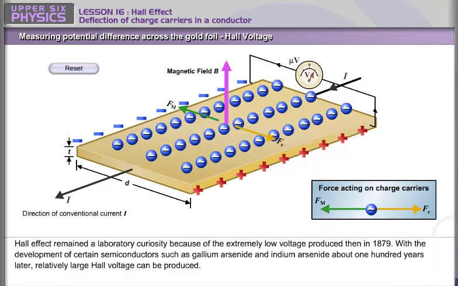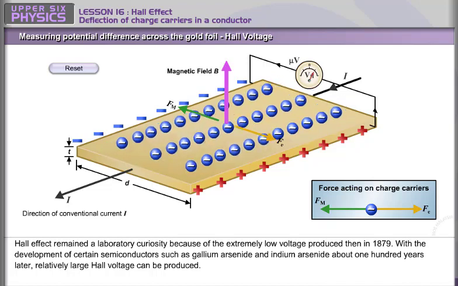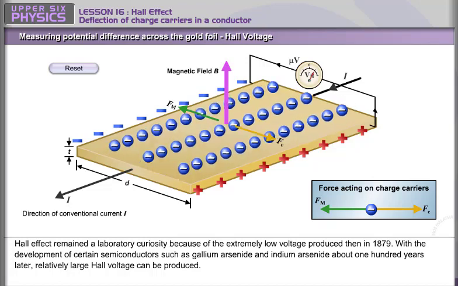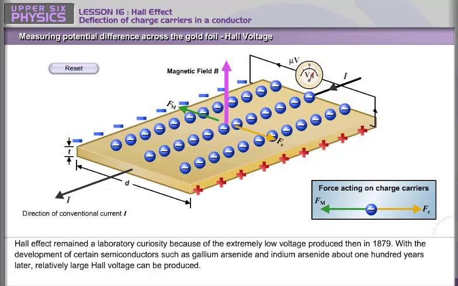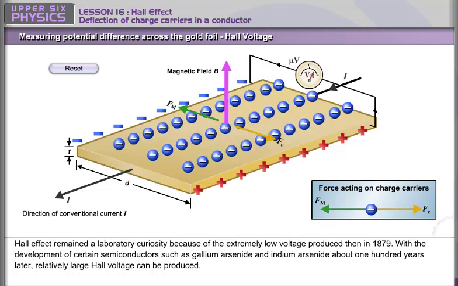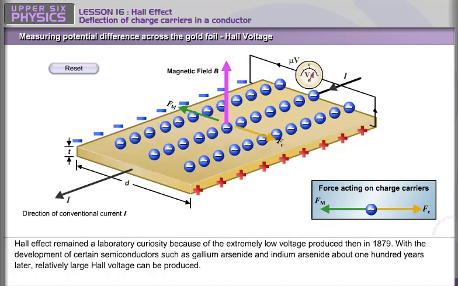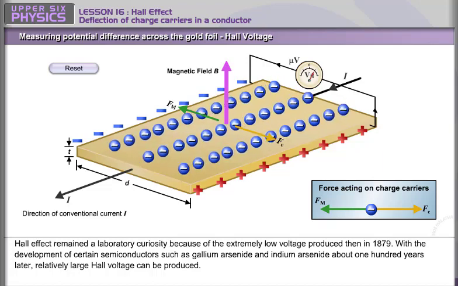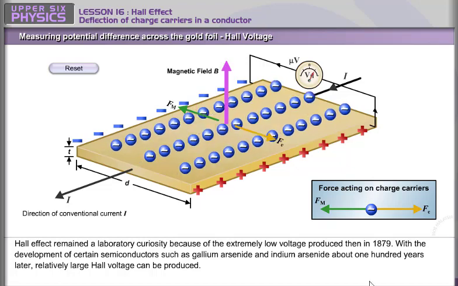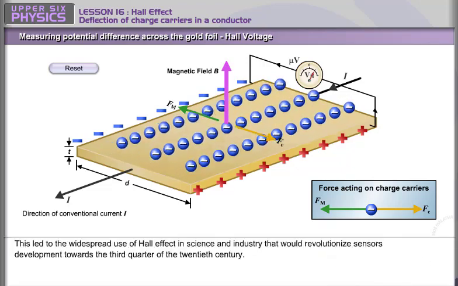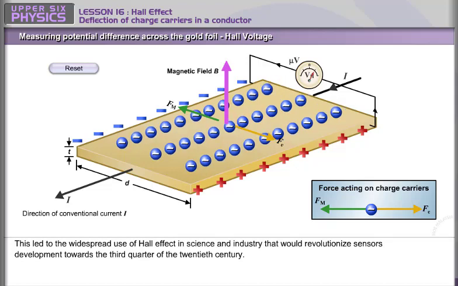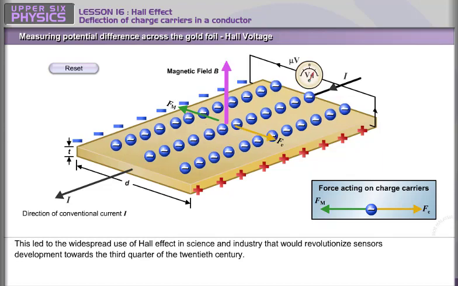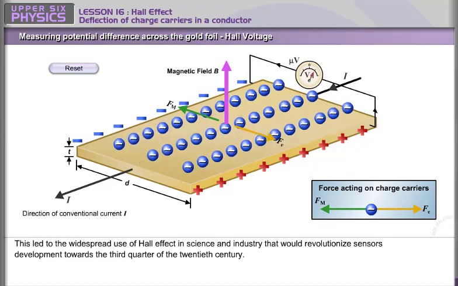Hall effect remained a laboratory curiosity because of the extremely low voltage produced then in 1879. With the development of certain semiconductors such as gallium arsenide and indium arsenide about 100 years later, relatively large Hall voltage can be produced. This led to the widespread use of Hall effect in science and industry that would revolutionize sensors development towards the third quarter of the 20th century.